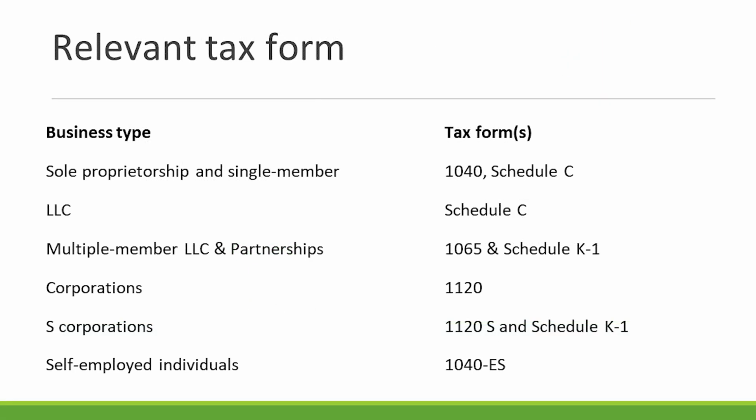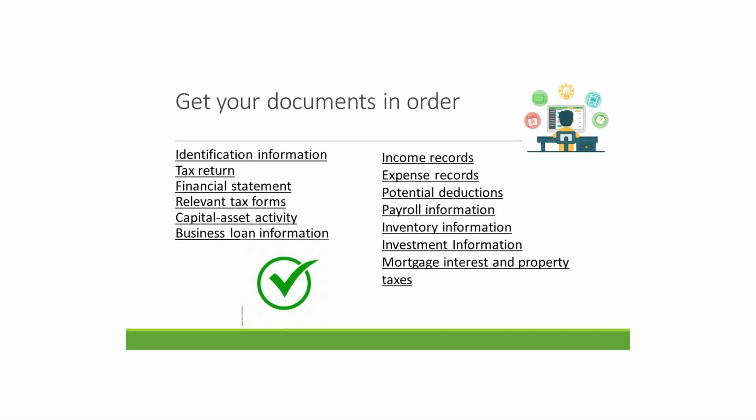Fill out the relevant tax form and bring any capital asset activity that you have. So this would be assets that benefit your business for more than 1 year, such as land, equipment, building, vehicles, copyrights, patents, and trademarks. You also want to bring business loan information. So you want to bring your business loan invoice, any funding receipts that you have, accrued interest payments, and PPP loan information as well.